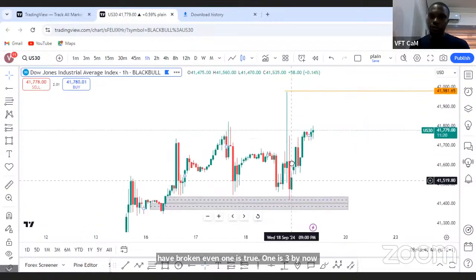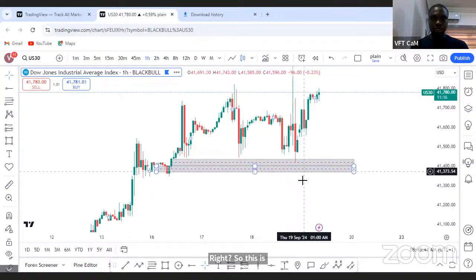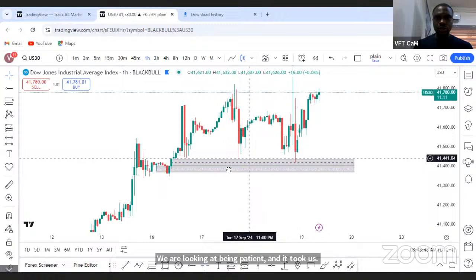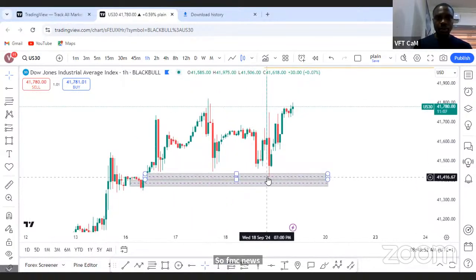Right? So this is one thing we were looking at, being patient, and it took us quite some days, but then it eventually happened, right? So FOMC news moved price to tap into that fair value gap, and what did we see?